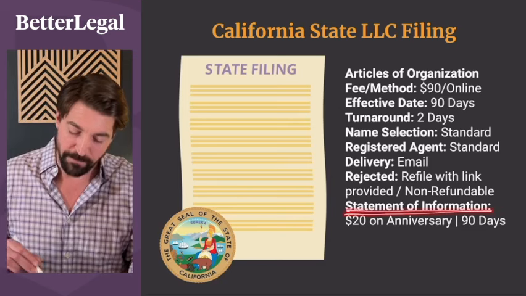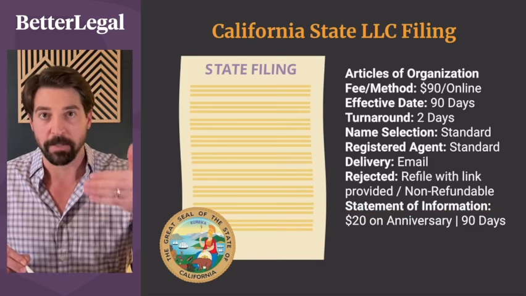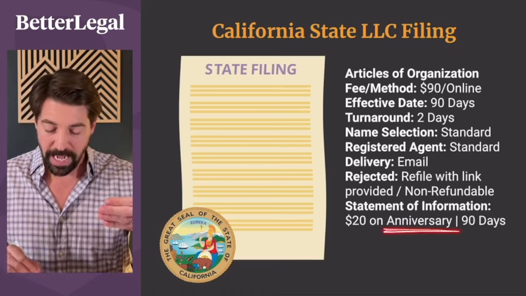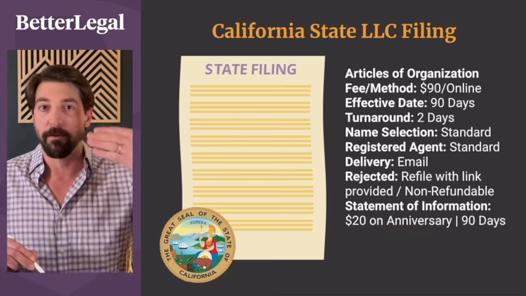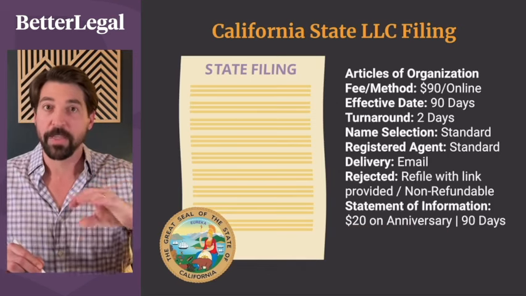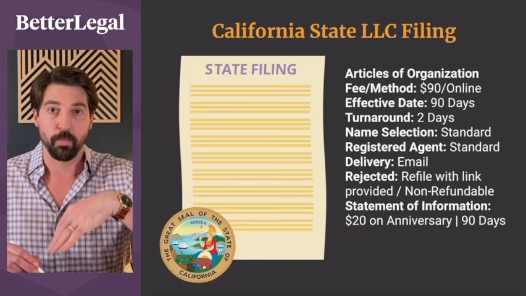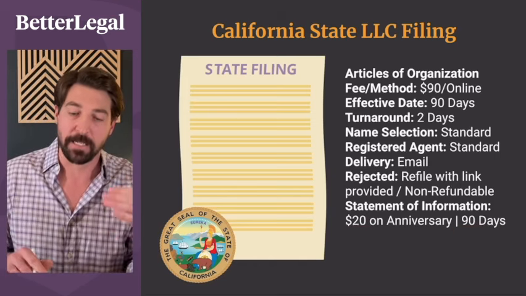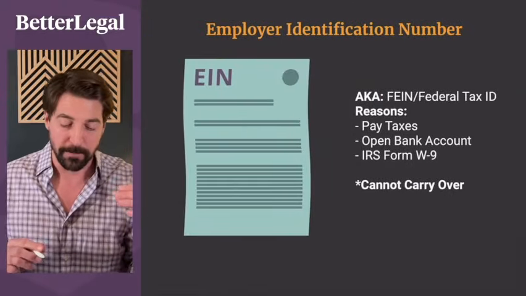The statement of information is what your state compliance is called. You do it on a regular annual basis on the anniversary month of your filing, and that fee is going to be $20. That is not state taxes. This is just to manage the LLC with the state. And you can file up to 90 days ahead of time for your state compliance.